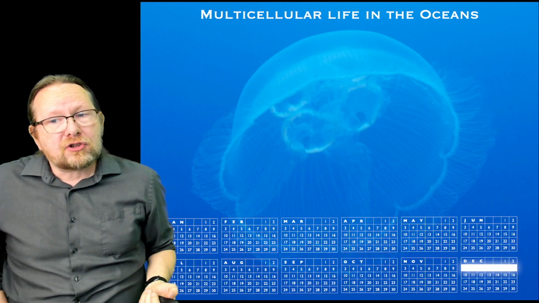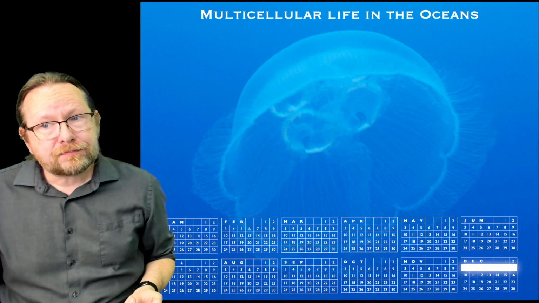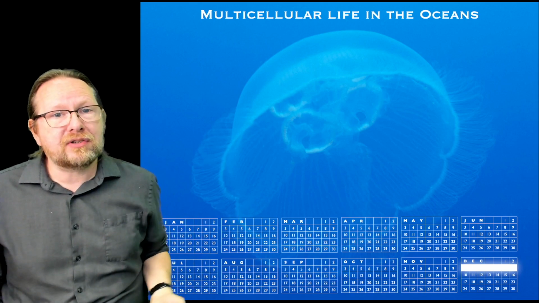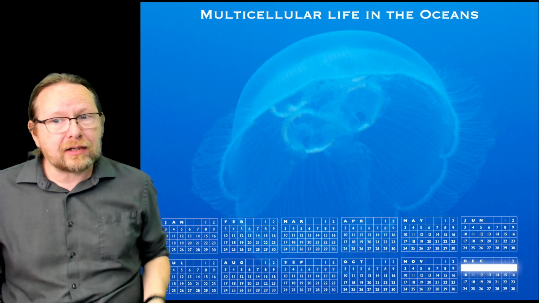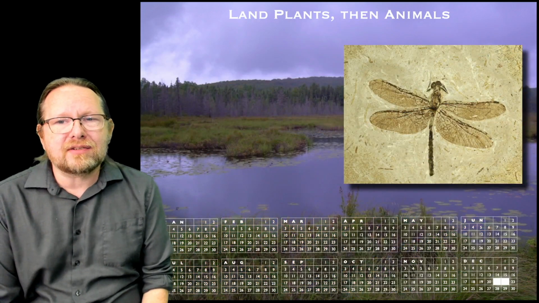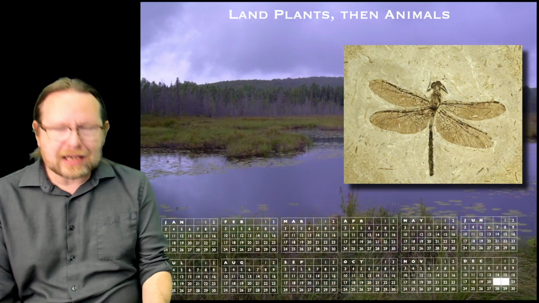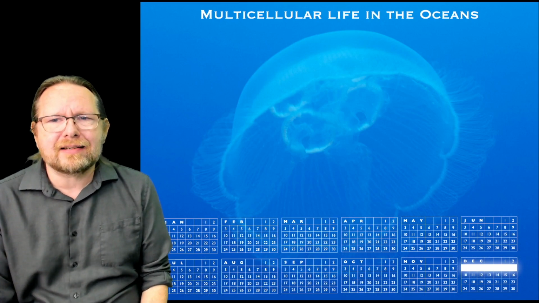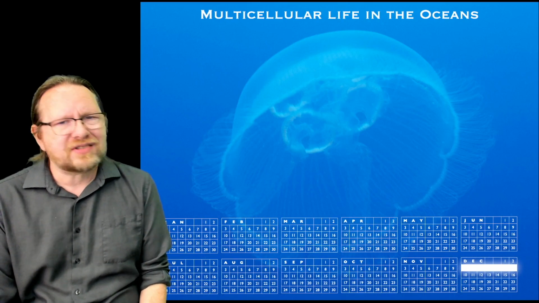Multicellular life doesn't show up until the second week of December. And by multicellular life, I mean simple multicellular life like sponges and jellyfish. The things we think of as, do I have the Cambrian explosion in here? The Cambrian explosion hits about the second week in December.